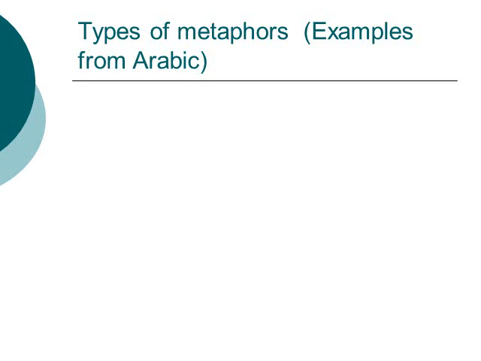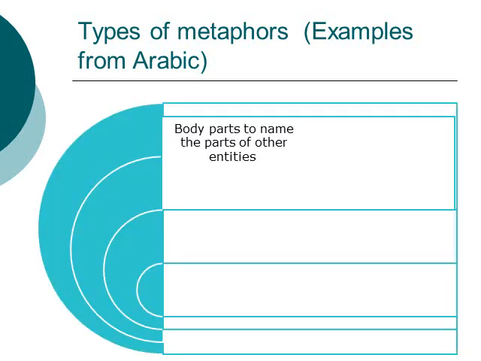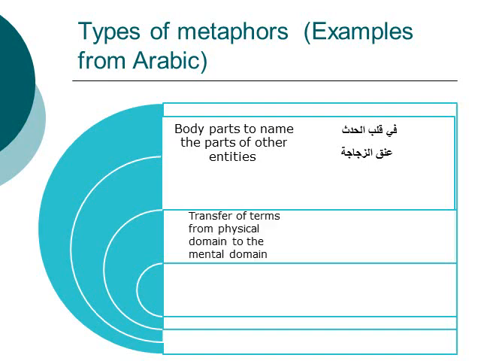Now, can you think of examples from Arabic that correspond to these different types of metaphors? Let's discuss some examples together. For metaphors that contain body parts to name the parts of other entities, can you think of any examples? For example, في قلب الحدث or عنق الزجاجة. For metaphors that include transfer of terms from the physical domain to the mental domain, there is the example يصارع الزمن. Can you think of other examples?